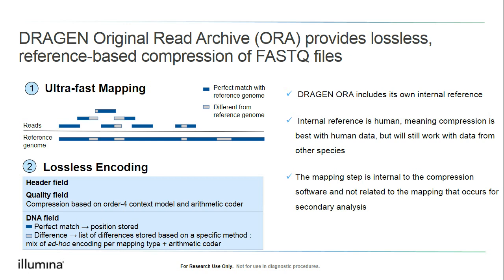We encode the compression field into the records, and that tells us the quality of the compression at that particular field. And of course, we include all the information specific to the file in a header file. The DRAGEN ORA compression includes its own internal reference. This internal reference is a human reference, meaning the compression that you will get today with this compression utility is best with human data. It will still work with data from other species. However, the compression ratio that you will get would be lower than what you would get from a human reference.